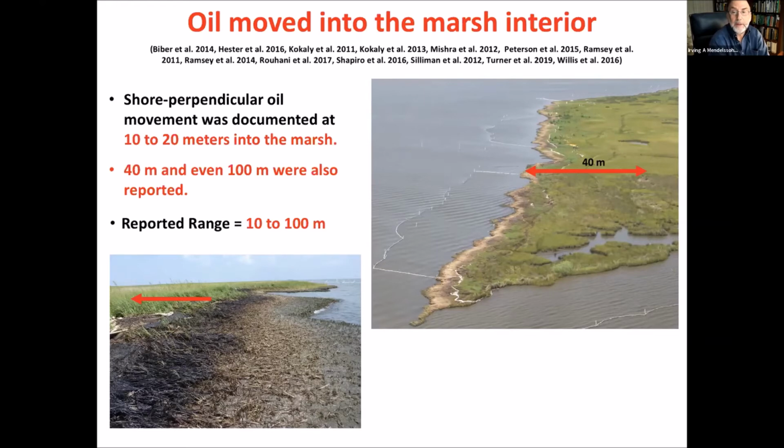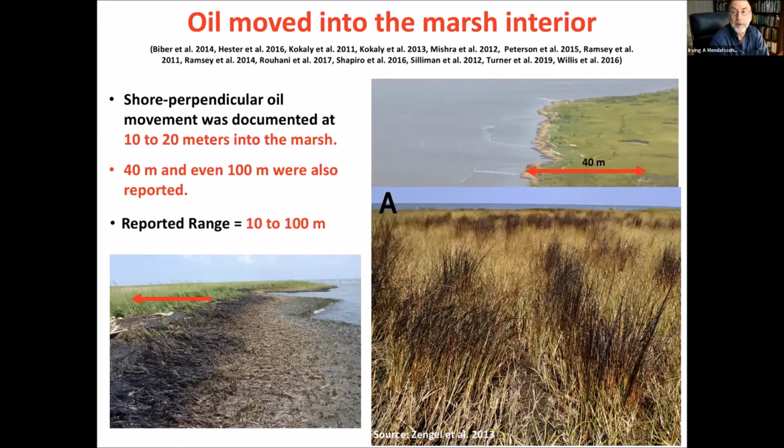However, we cannot rule out oil movement more than 100 meters, as oil might have moved up tidal creeks or been remobilized by storms, as during Tropical Storm Lee in September of 2011, as documented in this photograph by Zengel et al. But we do have definite documentation of oil moving as far as 100 meters, at least in some marshes, and possibly further.